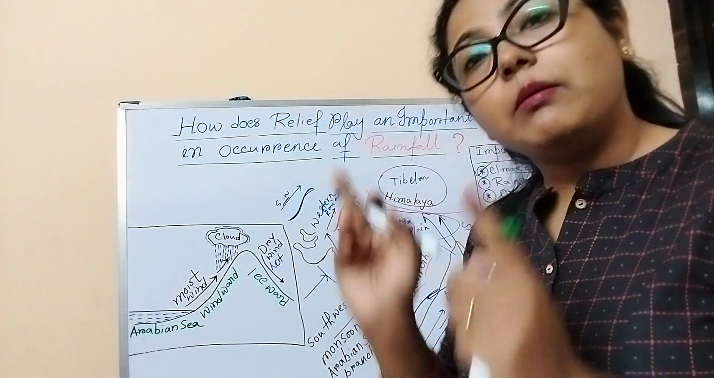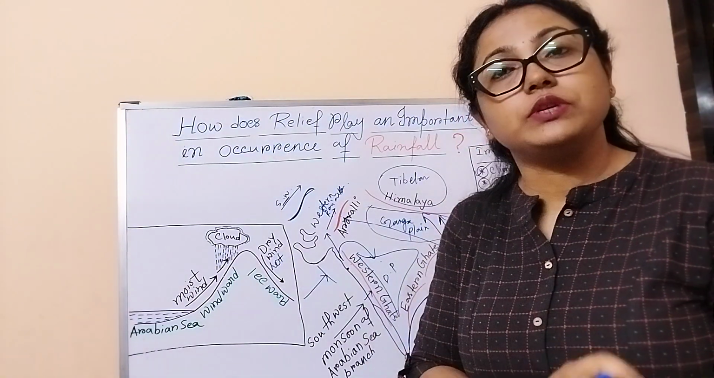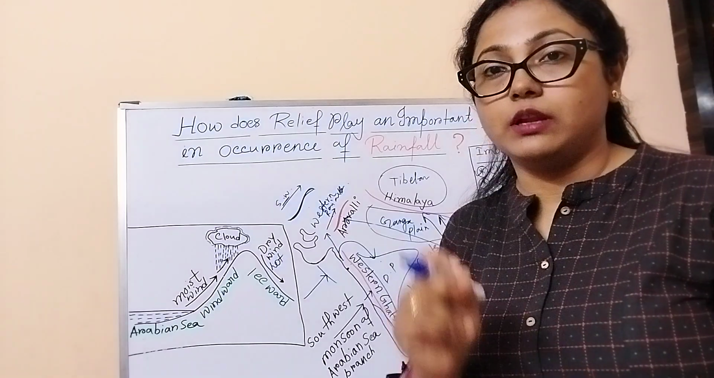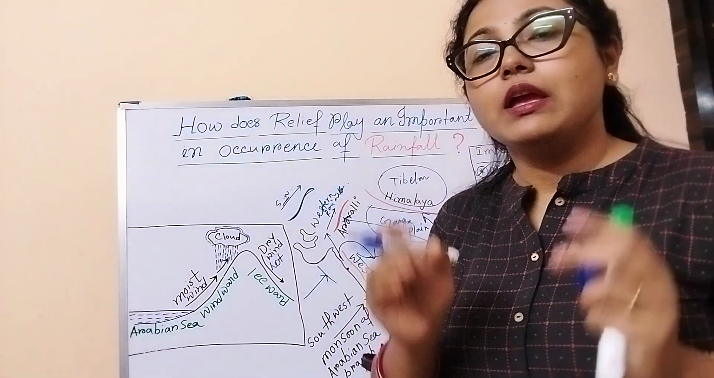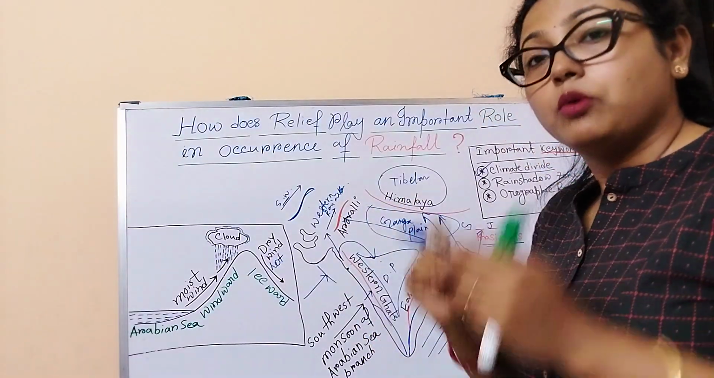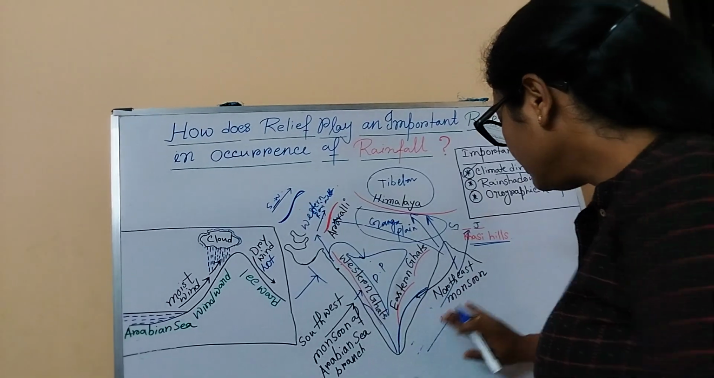But do you know Tamil Nadu receives rainfall during winter season or even the retreating monsoon season? That means October, November or December. During December also it may receive rainfall. How? What is the source? The source is the northeast monsoon.